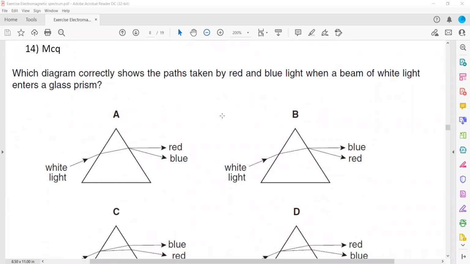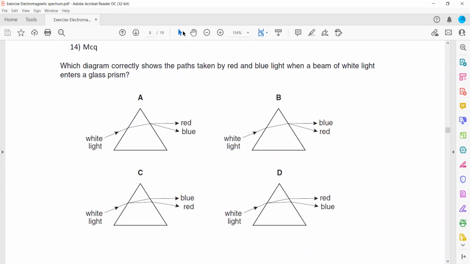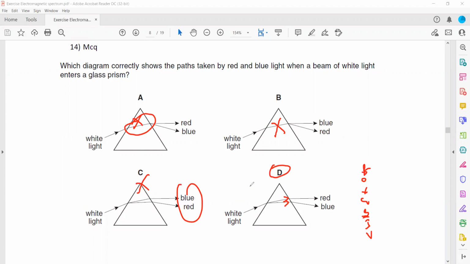Then the diagram shows which diagram correctly shows the path taken. First thing, why is A wrong? Because when they enter, they should spread. B is also wrong. So either C or D can be the answer. But when we check the colors, violet, indigo, blue, green, yellow, orange, and red, blue will bend more and red will bend the least. So here C is wrong because the order is wrong. So what is the correct answer? Blue will bend more and red will bend the least. That's why D is the right answer.